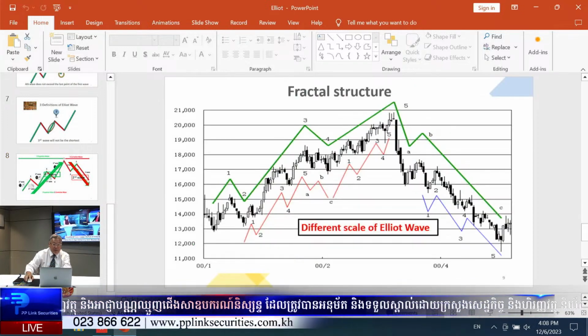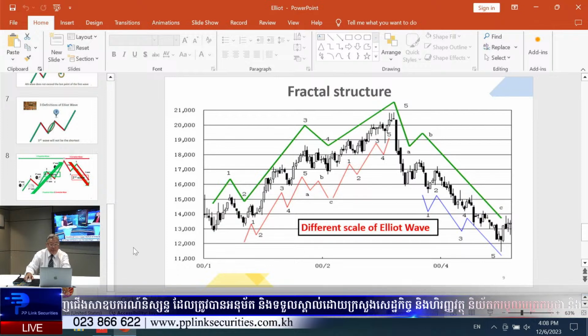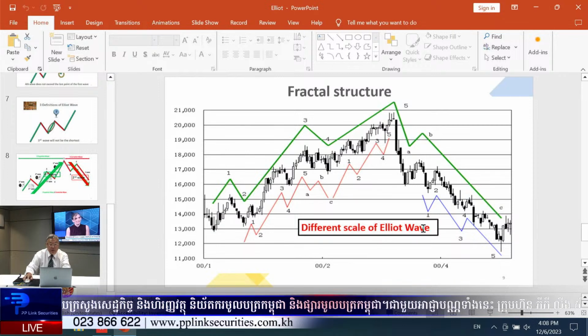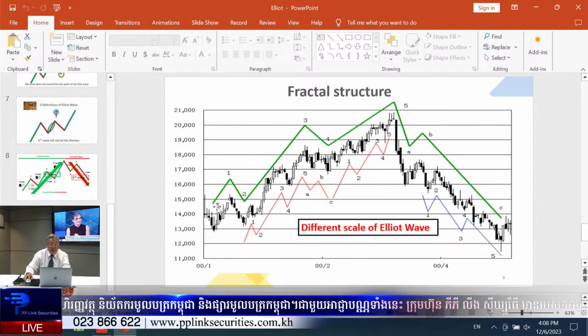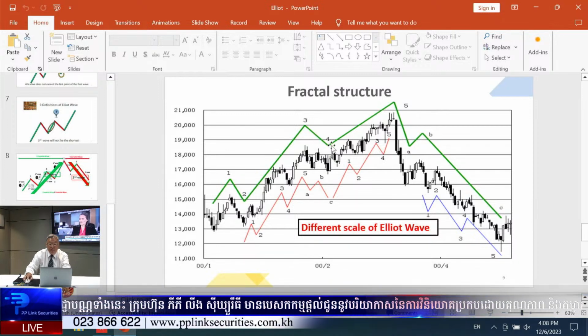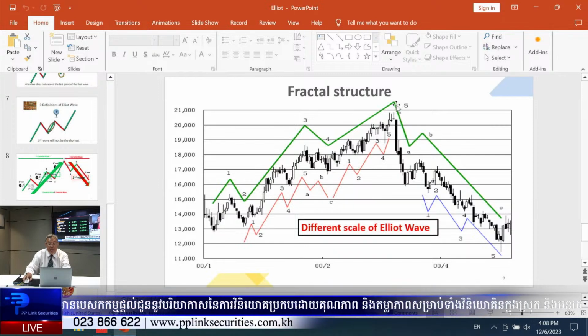Actually, look at this page 9. Okay, this is a different scale of the Elliott wave. We call it the different scale of the Elliott wave. Green line, first wave, second wave, okay? Third wave is very long, right? Fourth wave and fifth wave reach the peak, and then the price will come down as the correction wave, okay? Something like this.